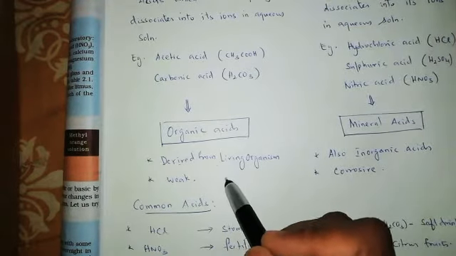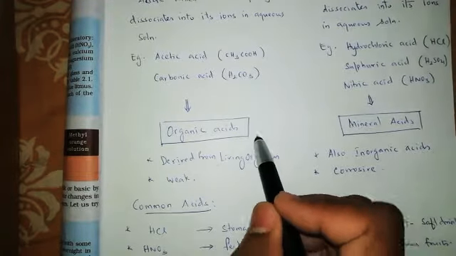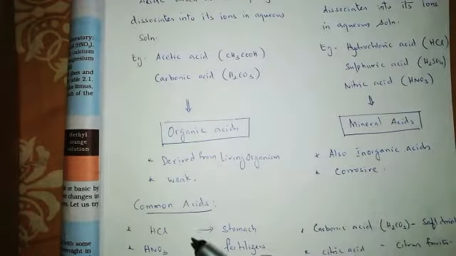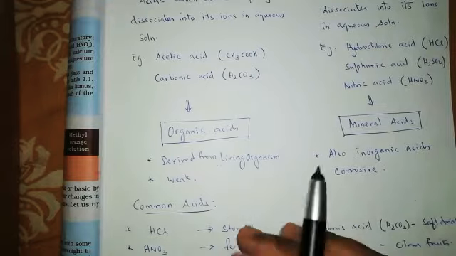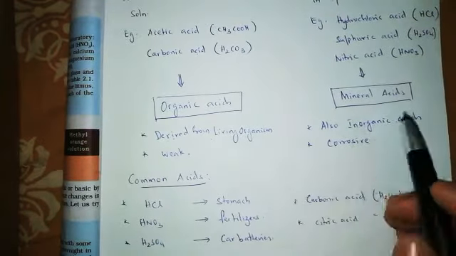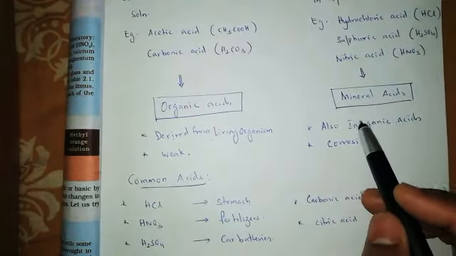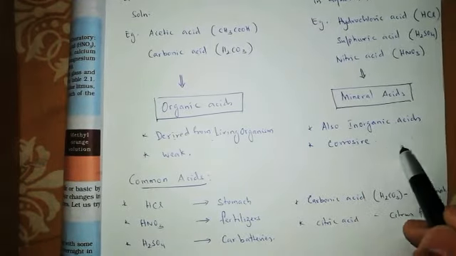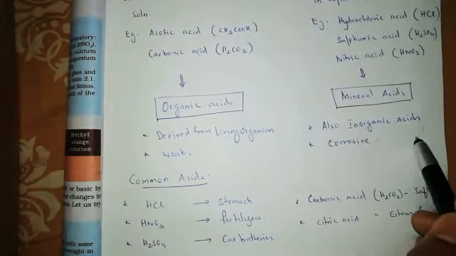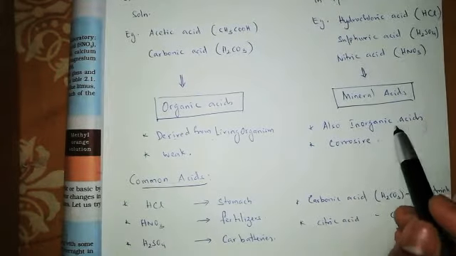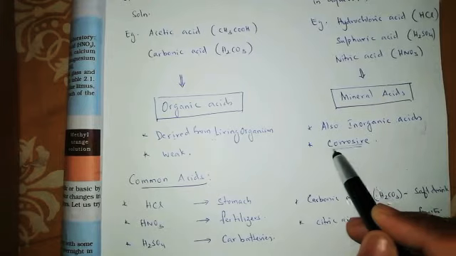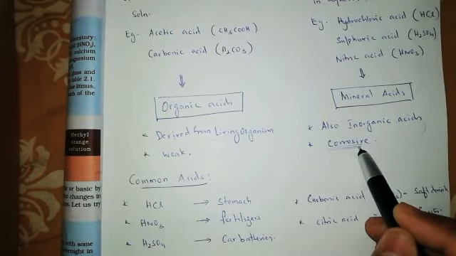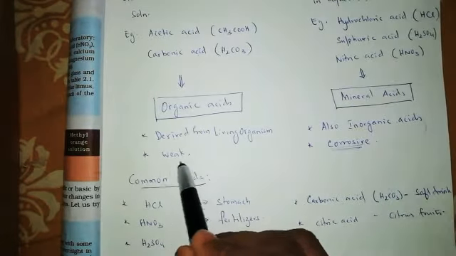Tamarind has tartaric acid present in it. The acids derived from living organisms are all organic acids. And what are mineral acids? Mineral acids are also said to be inorganic acids, and they are made by ourselves, by human beings, as artificial acids. All these inorganic acids are too corrosive, so you cannot handle them just like that, because they are violently reactive. And all the organic acids are weak and less reactive.